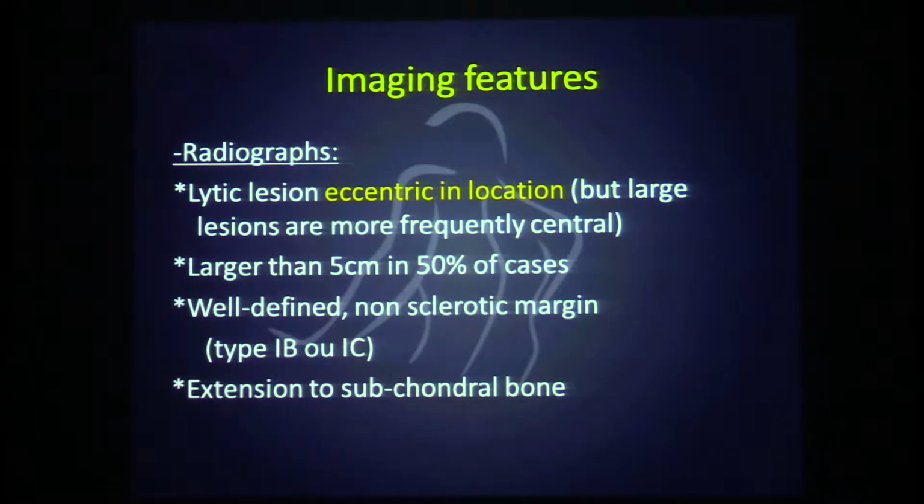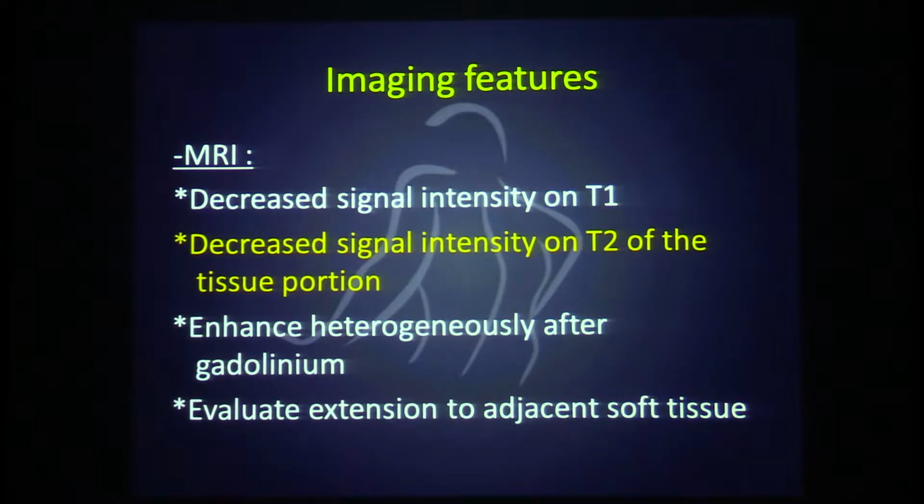On radiograph, we see a lytic lesion that is eccentric in location, but large lesion can be frequently central also. It's larger than 5 centimeters in 50% of cases. It's a well-defined non-sclerotic margin, type 1B or 1C. And there is often an extension to subchondral bone. On MRI, we see a decreased signal intensity on T1 sequence and also on T2 sequence of the tissue portion of the lesion. It enhances heterogeneously after gadolinium, and the MRI can permit to evaluate extension to adjacent soft tissue.